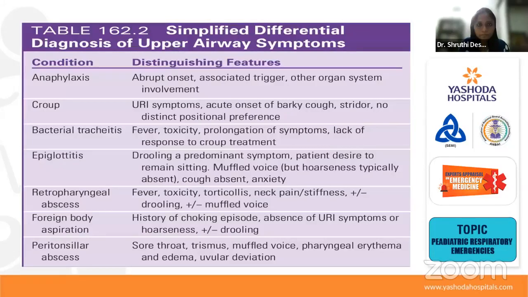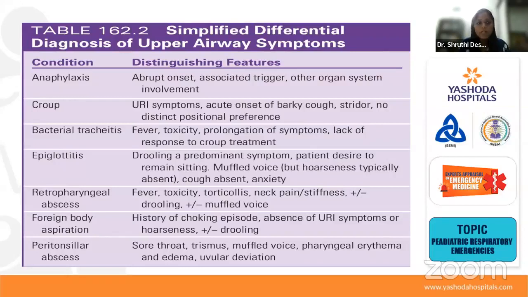Other differential diagnoses of upper airway obstruction are, one, anaphylaxis. Here there is abrupt onset and there's always a trigger associated with anaphylaxis. There might be urticarial rashes as well as other organ system involvement. The treatment here is IM epinephrine. Bacterial tracheitis: the child will be extremely toxic, with high-grade fever, and symptoms are also very prolonged. Here, the treatment is IV antibiotics and airway, breathing, circulation, that is airway management, IV hydration, IV antibiotics, and ICU admission.